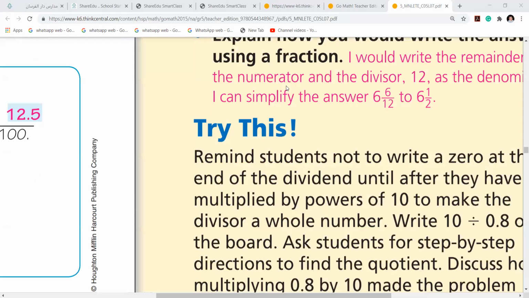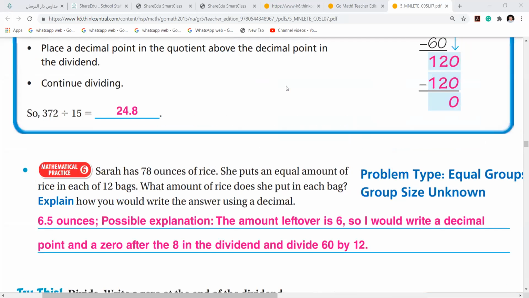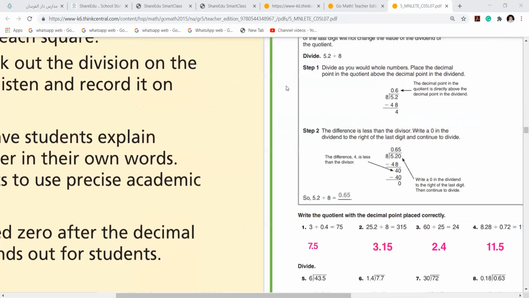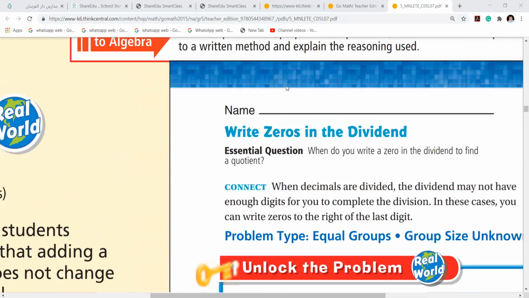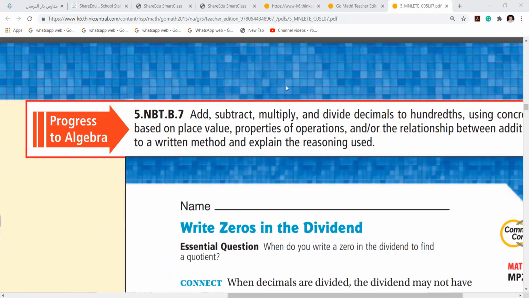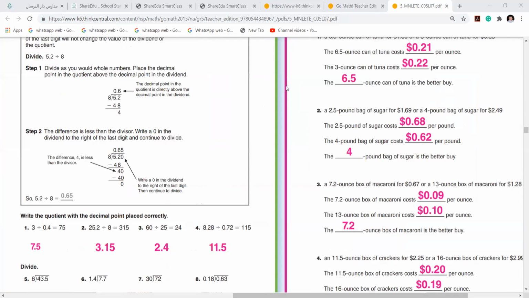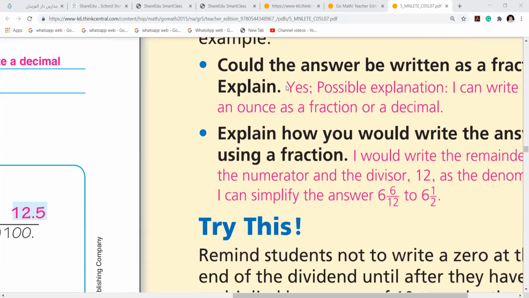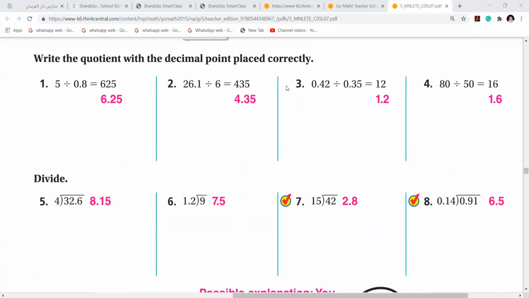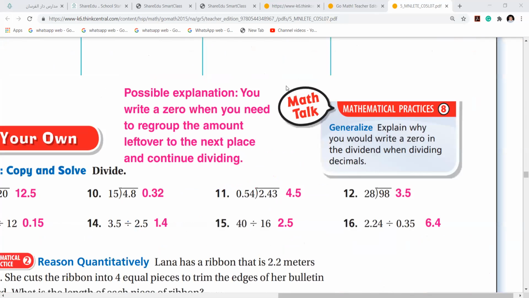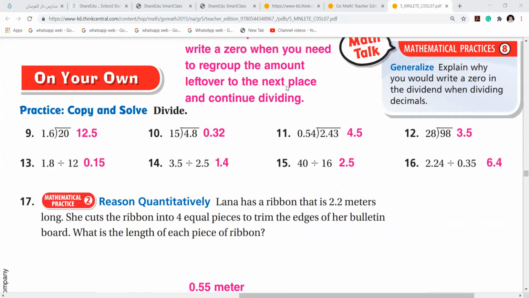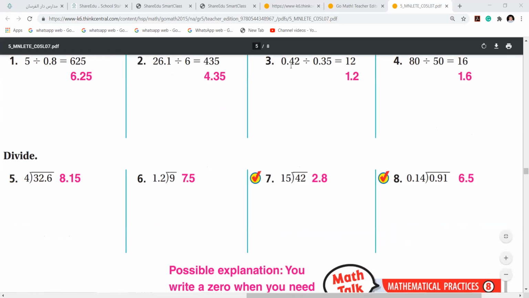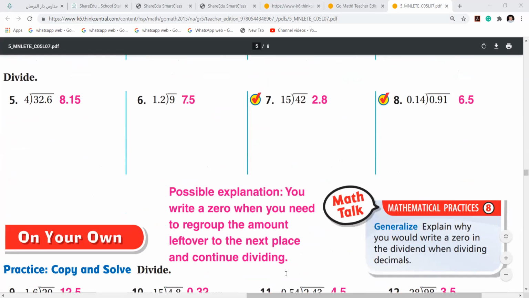So girls, please turn to lesson 5.7. That is write zeros in the dividend. Again, turn to page number 300. It's 300. 331. Please turn to page 331. We will continue our lesson.